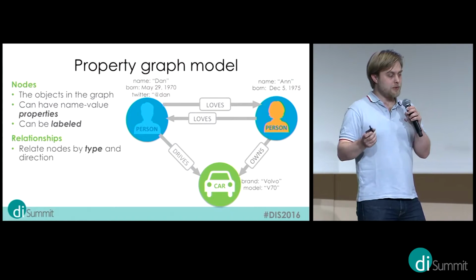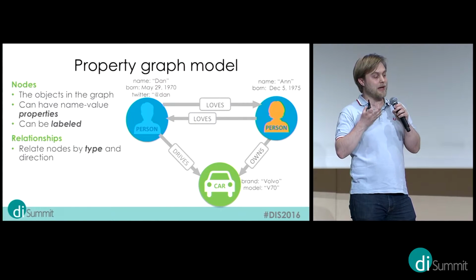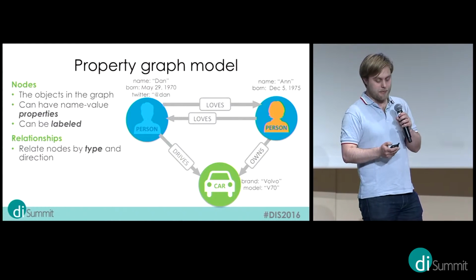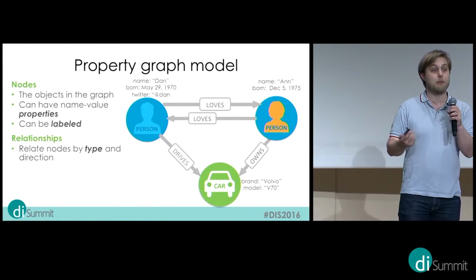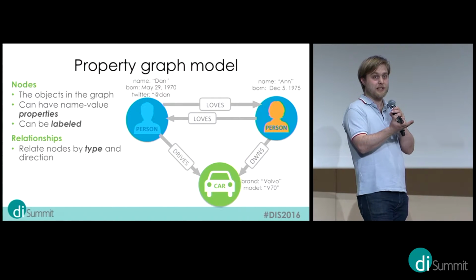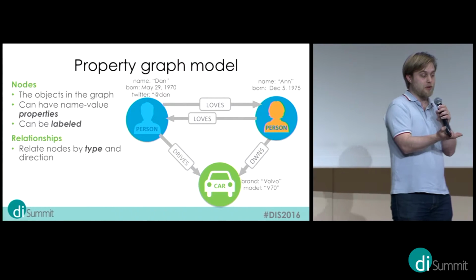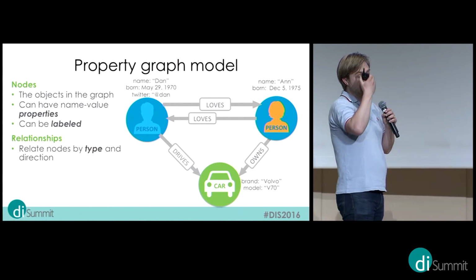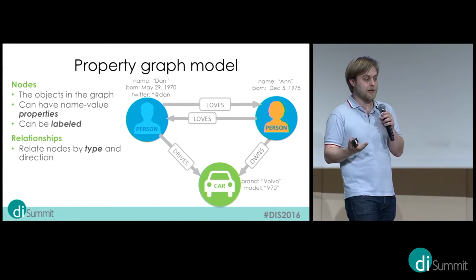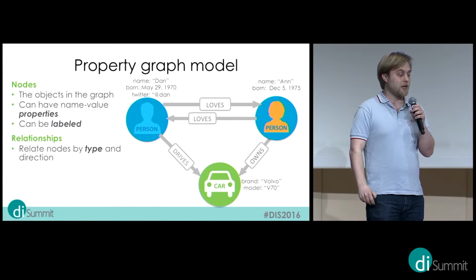Relationships relate nodes and have a type and a direction. A relationship always has a direction, but it's up to the domain to make sense of how to interpret that direction. So here, for example, for the loves relationship, the direction is important because Anne doesn't necessarily love Dan just because Dan loves Anne. But in this case, we can see from the relationships that they love one another.